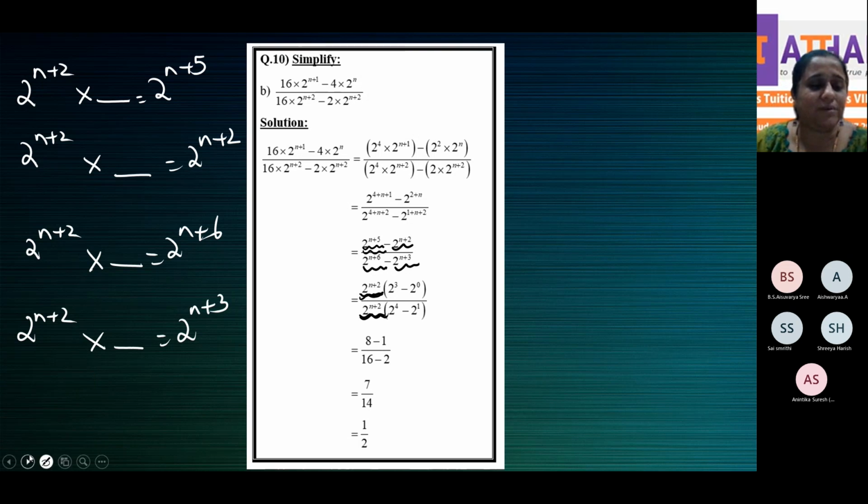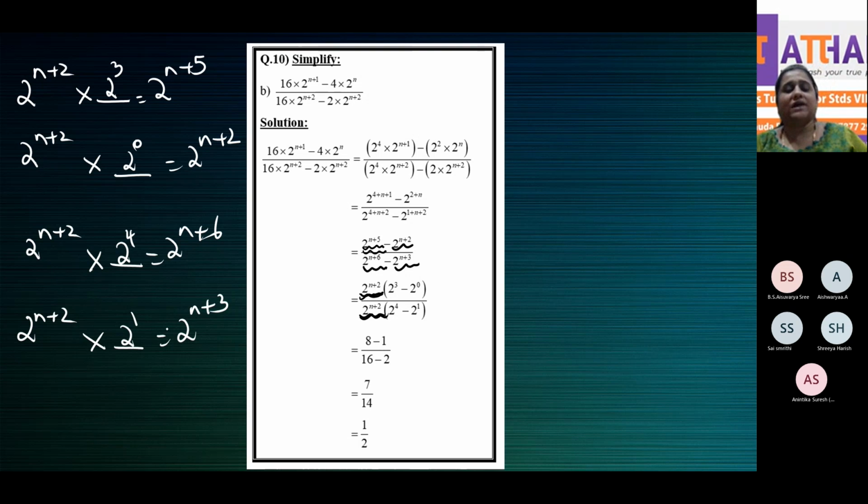So 2 to the power n plus 2 into 2 to the power 3, because when you add the powers, n plus 2 plus 3, so n plus 5. 2 to the power n plus 5. Bases are same, it's multiplication, so we'll add the powers. Here, 2 to the power 0. Here it will be 2 to the power 4. And here it will be 2 to the power 1. And that's exactly what we write inside the bracket.